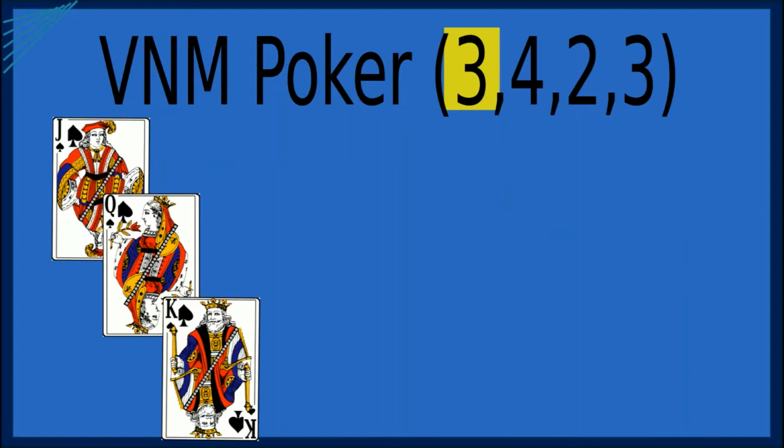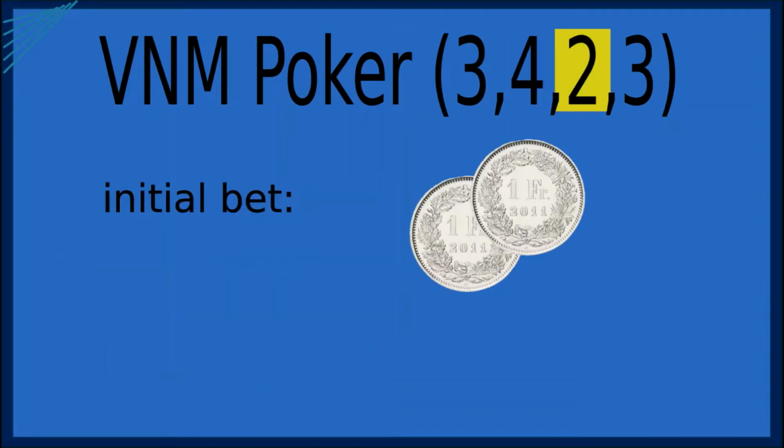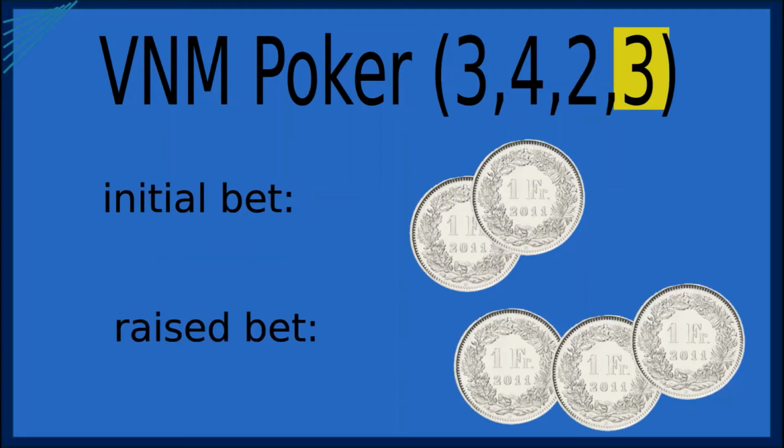The number 3 means that we have cards only of 3 values, let's say jacks, queens, kings. The 4 means we have 4 for each, in total therefore 12 cards. The 2 and the 3 are the minimum bet and the raised bet. All these parameters can change, we will discuss a few variants later. Now how is it played?